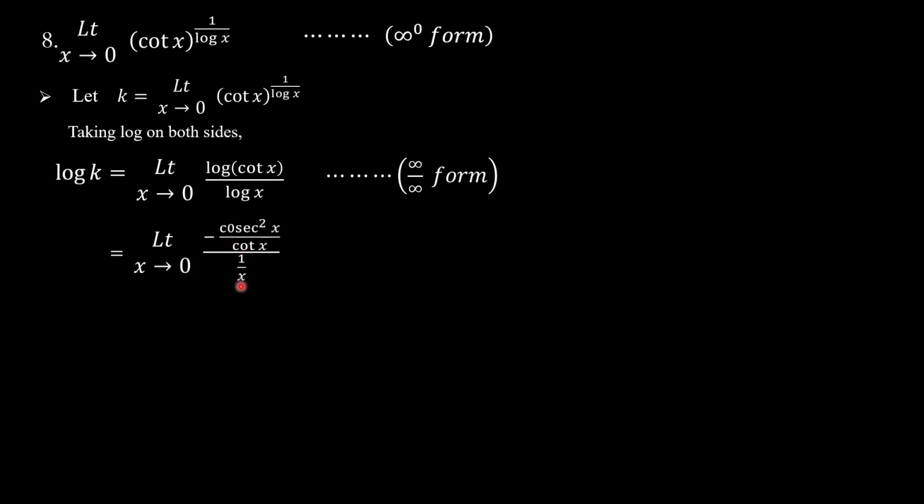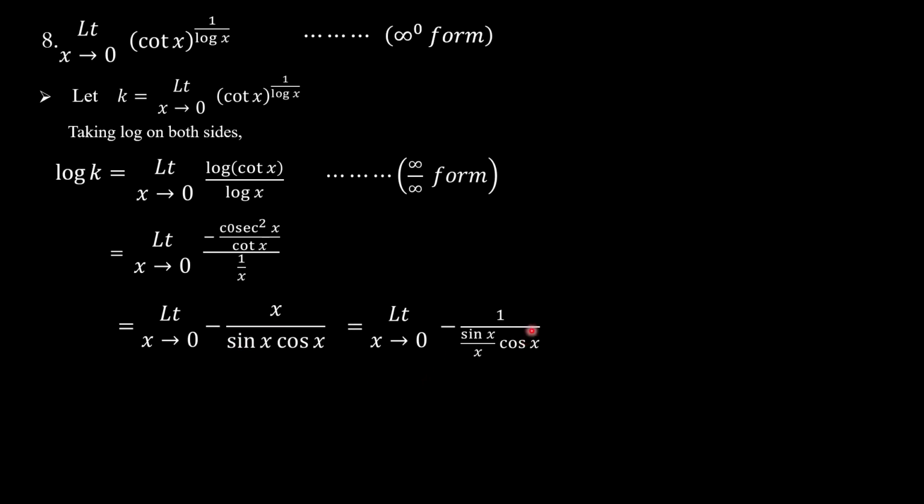But cosecant square x I can write as 1 by sin square x and cot x as cos x by sin x. So that you will get log k is equal to limit x tending to 0 of minus x by sin x into cos x, or limit x tending to 0 of minus 1 by sin x by x into cos x. But limit x tending to 0 of sin x by x is 1. Therefore, you will get log k is equal to minus 1, or k is equal to e to the power minus 1, that is 1 by e.